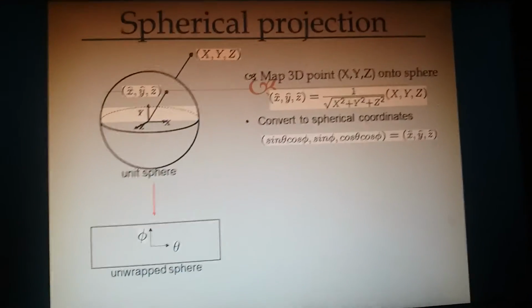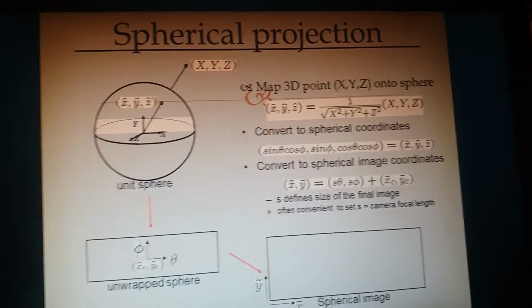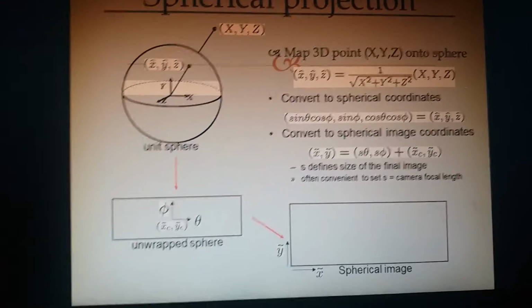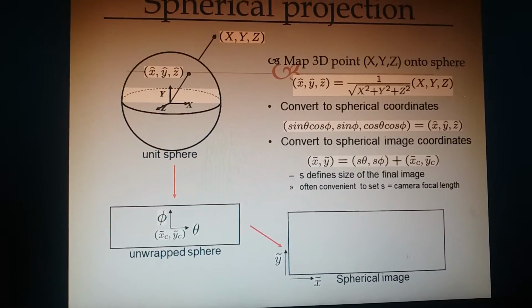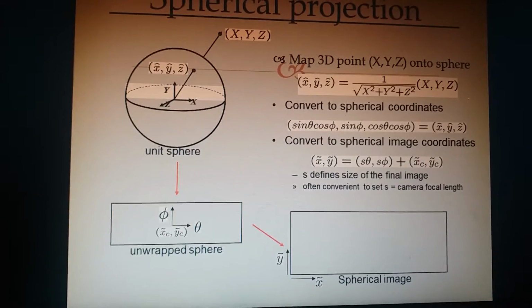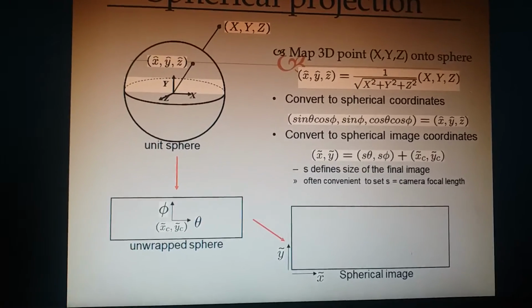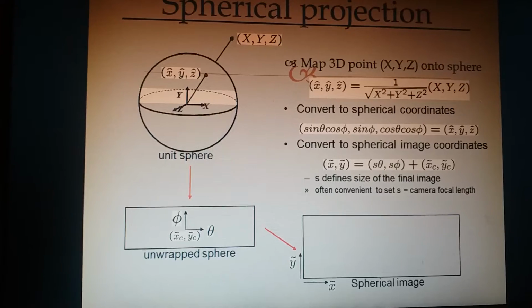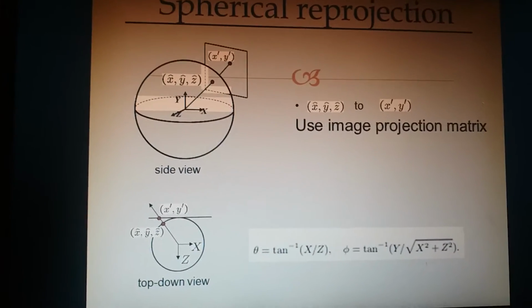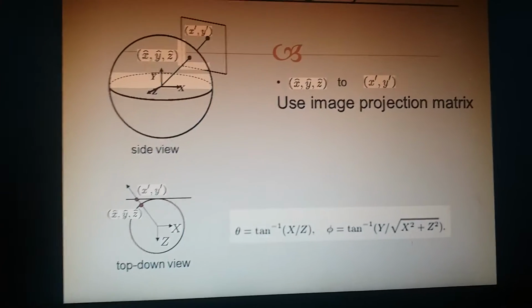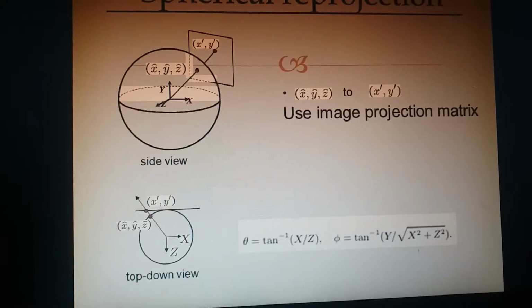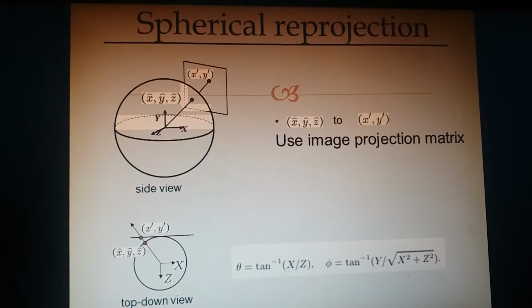So we'll be mapping the 3D point onto the sphere using the following formulas. S over here is the size of the final image. Usually we make it equal to the camera's focal length, so the amount of distortion is less. To project the spherical coordinates onto the flat region, we'll be using the image projection matrix to find theta and phi, which are the parameters for spherical reprojection.